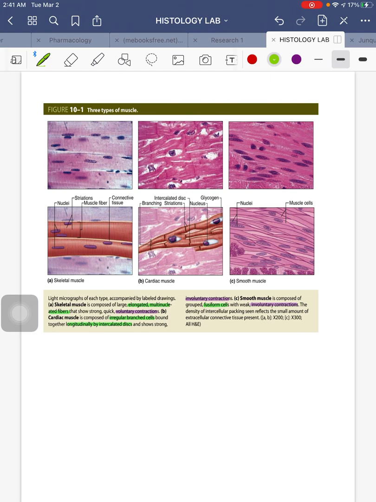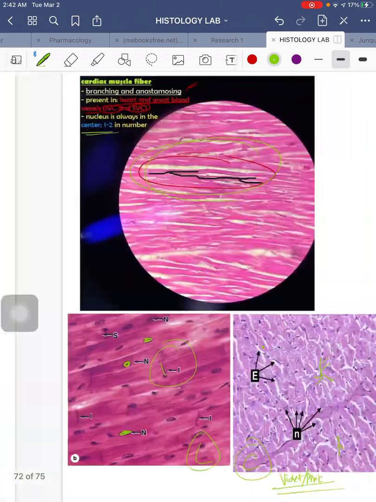So here, striations, intercalated disc, and then branching. Then skeletal muscle: multinucleated, and the nucleus is in the periphery. And then afterwards your smooth muscle, fusiform. Well, you can really appreciate it, no? And even the nuclei is fusiform in a way, but this is only for longitudinal. So yeah, just study what was mentioned previously.